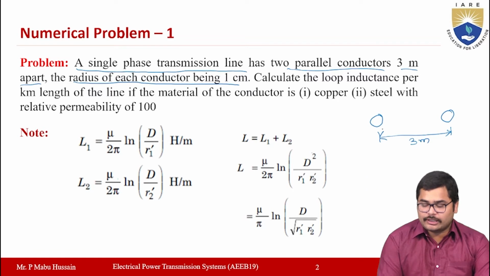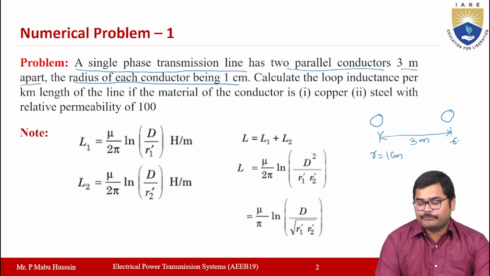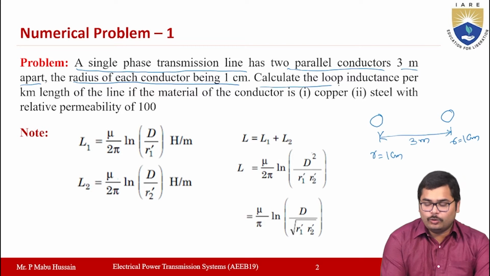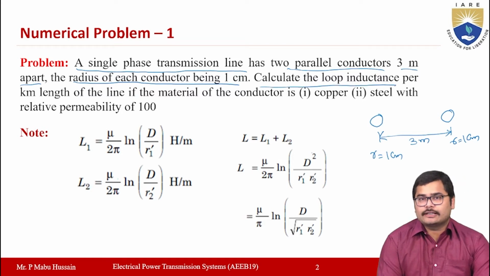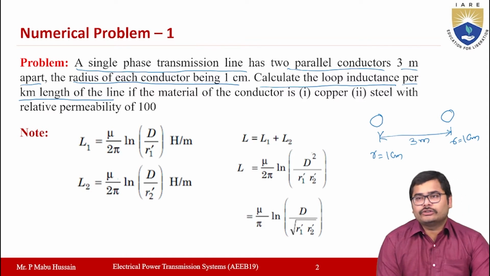So the radius of each conductor is given as r equal to 1 centimeter. It is for both the conductors, so r will be the same, 1 centimeter. Now you have to calculate the loop inductance or total inductance per kilometer length of the line. So here you have to calculate the loop inductance per 1 kilometer length of the line.